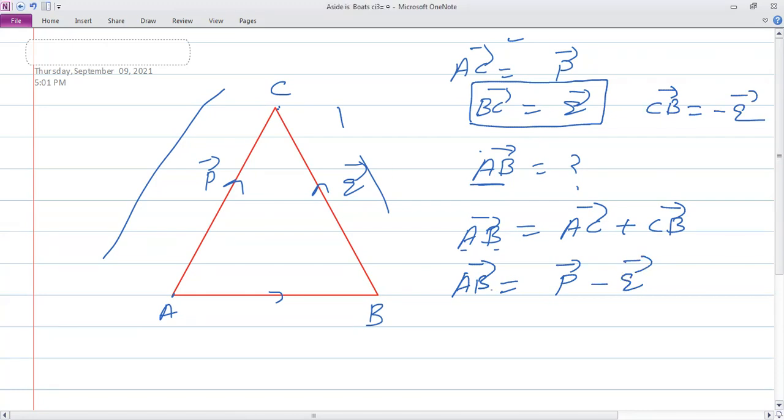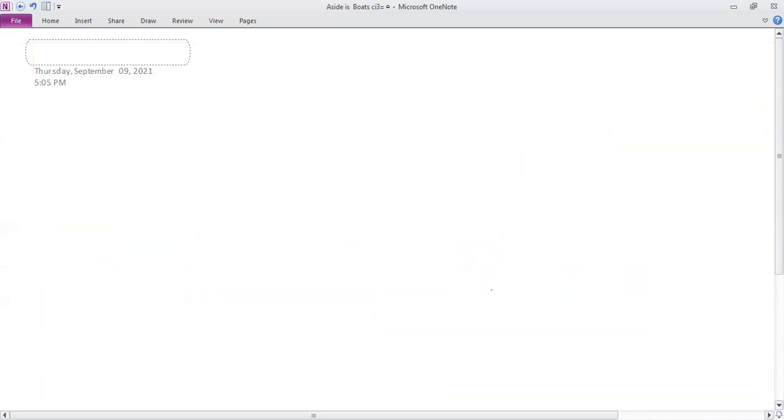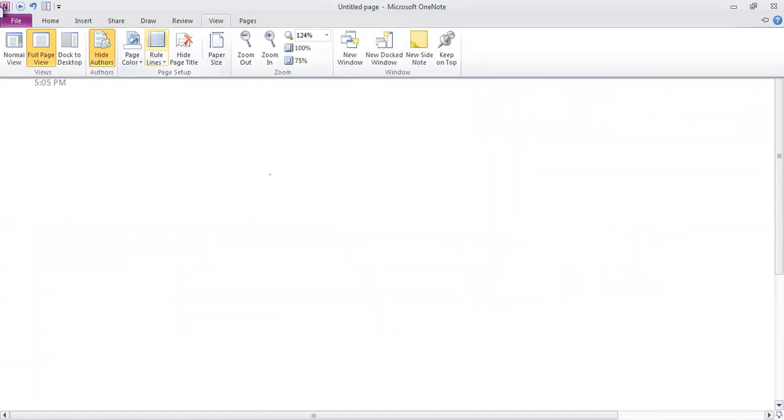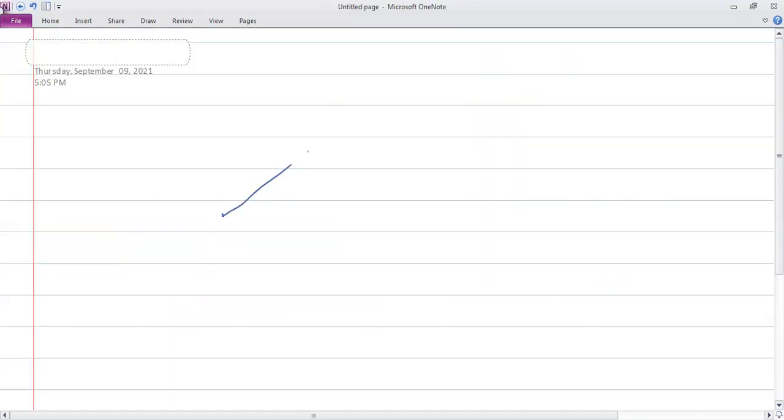If you understood this point, vectors will look very easy to you. Okay, let's take another example. Suppose we have a shape here.